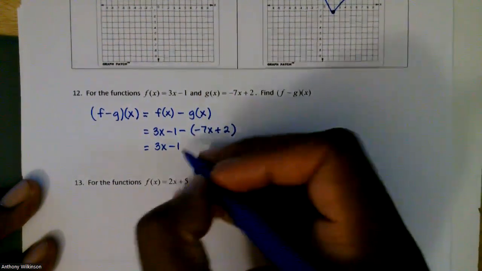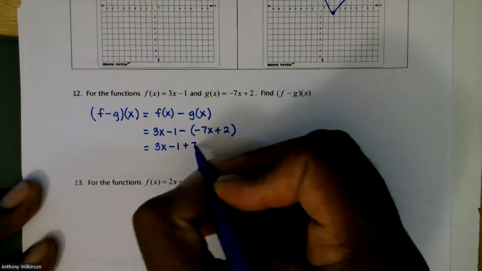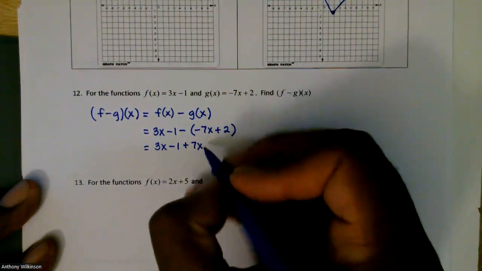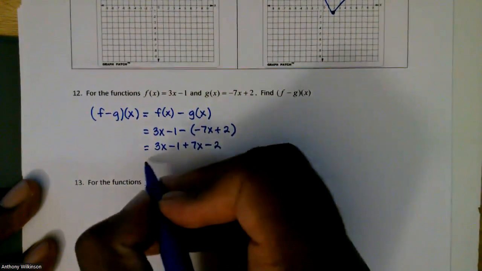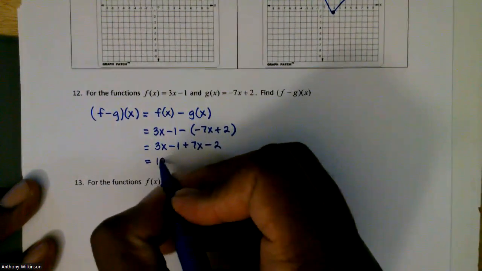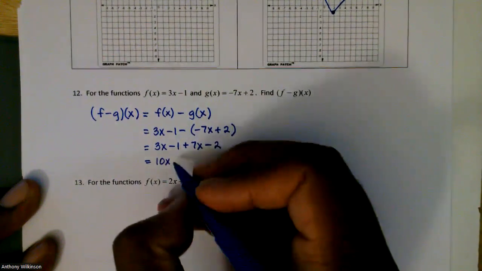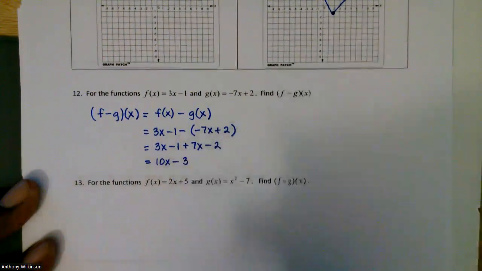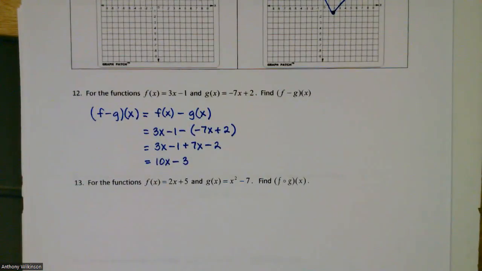This minus will make -7x plus 7x. The minus sign makes a plus 2 into minus 2. And if I combine like terms, 3x plus 7x will be 10x. Minus 1 and a minus 2 will be minus 3. So the difference of the two functions, f minus g of x, will be 10x minus 3. And that's as far as you go with that problem. Okay. So that right there is problem number 12.